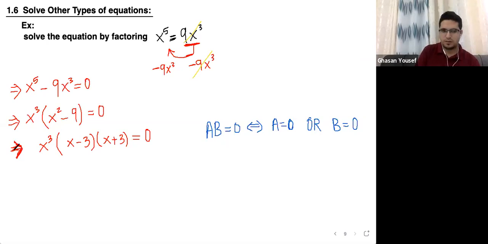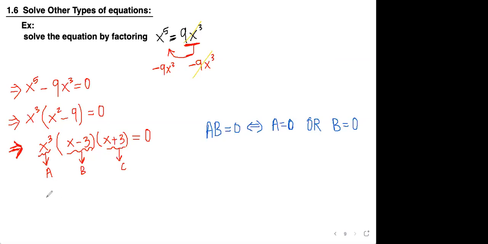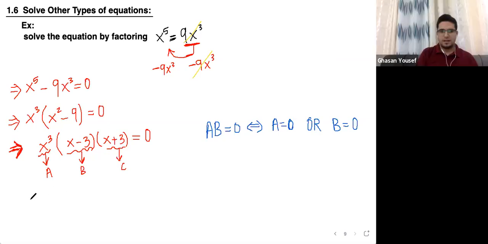How can I solve it? So this is my a, for example. This is my a, and also this is my b, and also this is my c. Would you say each of them equals 0? Exactly, each of them equals 0.